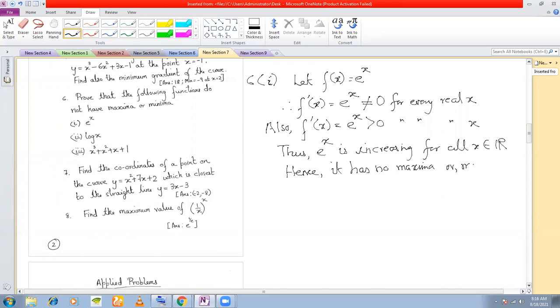Because the sign does not change at any interval. For all real values, the sign remains positive, okay, of the first derivative. It is not equal to 0. Therefore, it has to be an increasing function.